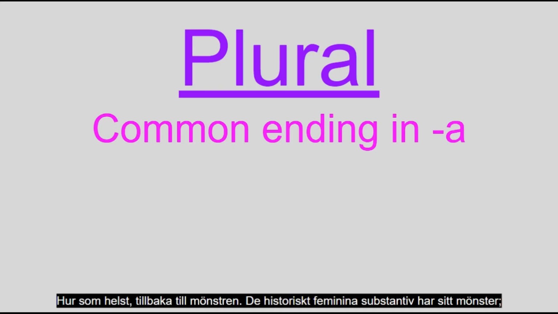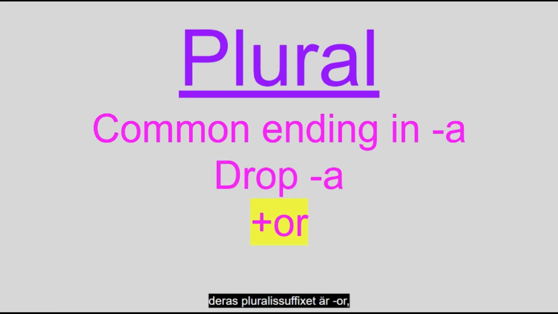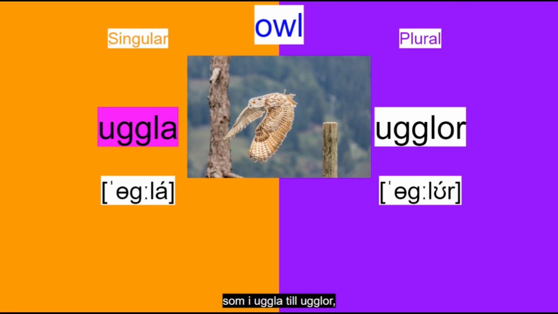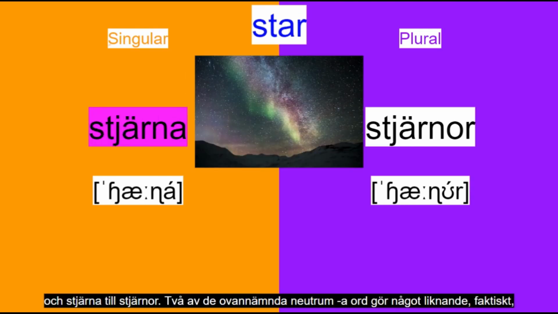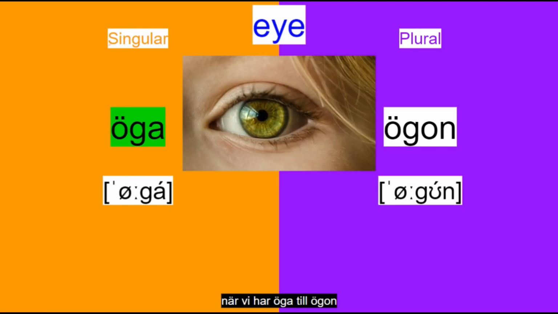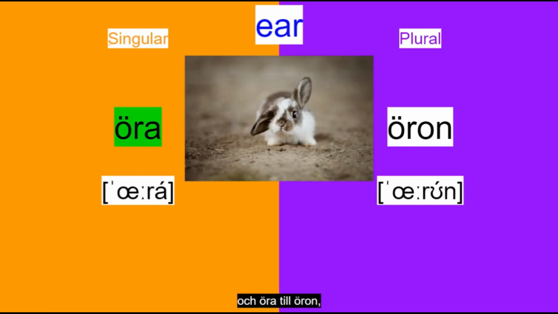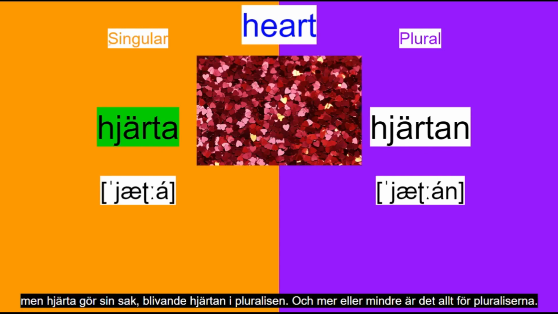The historically feminine nouns have their own pattern. Their plural suffix is -or, like in ugla to uglor and herna to hernor. Two of the aforementioned neuter -a words do a similar thing, in fact, as we have öga to ögon and öra to öron, but hjärta does its own thing, becoming hjärtan in the plural. And that's just about it for the plurals.